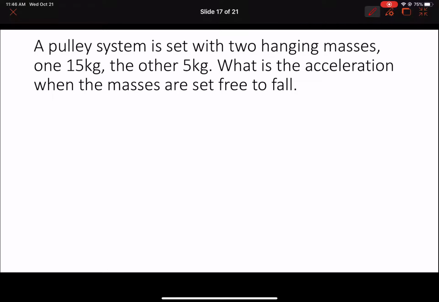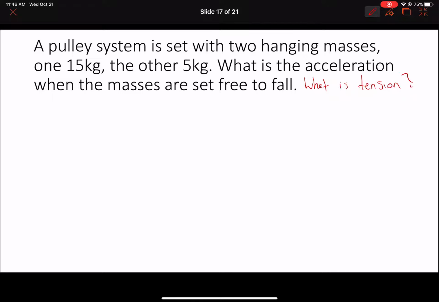So the pulley system is set up with two hanging masses, one 15 kilograms, the other 5 kilograms. What's the acceleration when the masses are set to free fall? And then afterwards, I'm going to ask what is tension, so that way we can cover how to find tension as well. So we'll cover both methods. But let's start with acceleration.